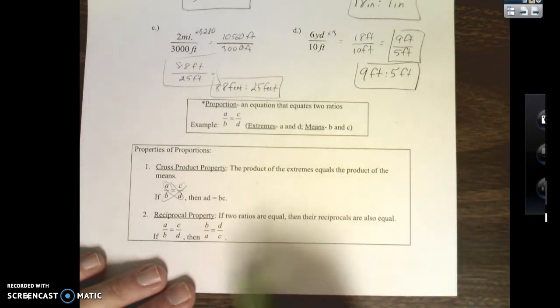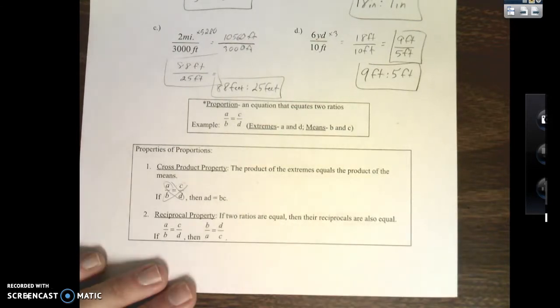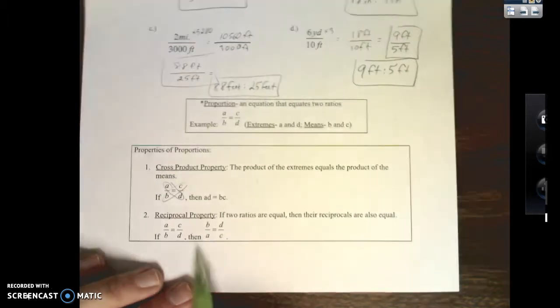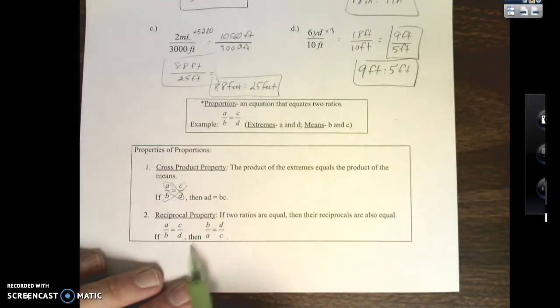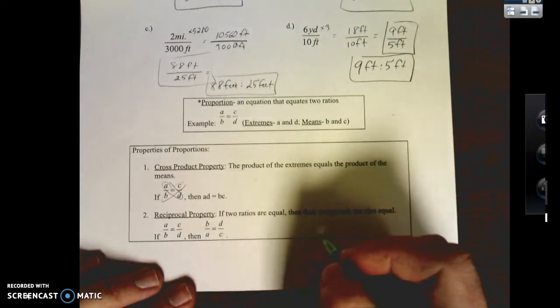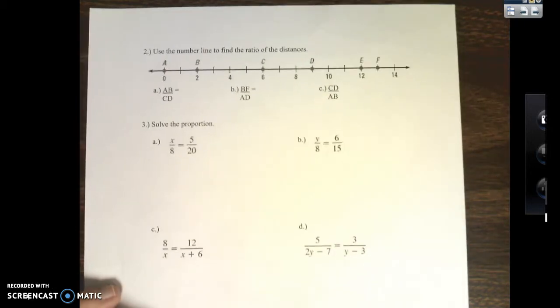Okay? And then there's the reciprocal property. If two ratios are equal, then their reciprocals are also equal. If I have A over B equals C over D, I can flip everything, and I'll get B over A equals D over C. So you can reciprocate everything. Reciprocals, reciprocate means to flip. All right, very good.